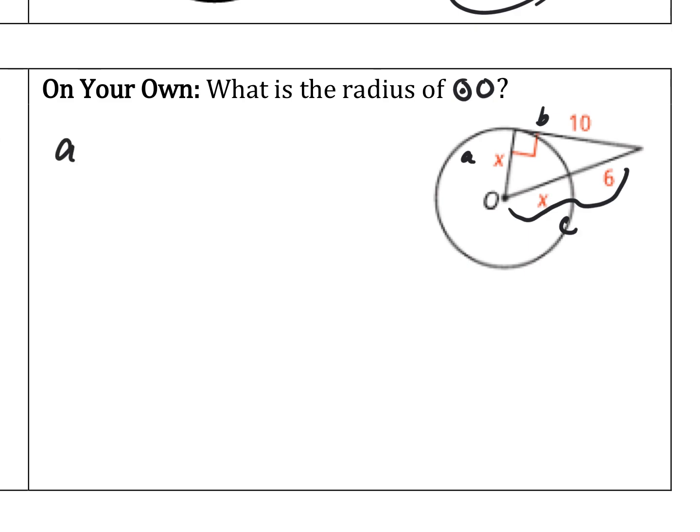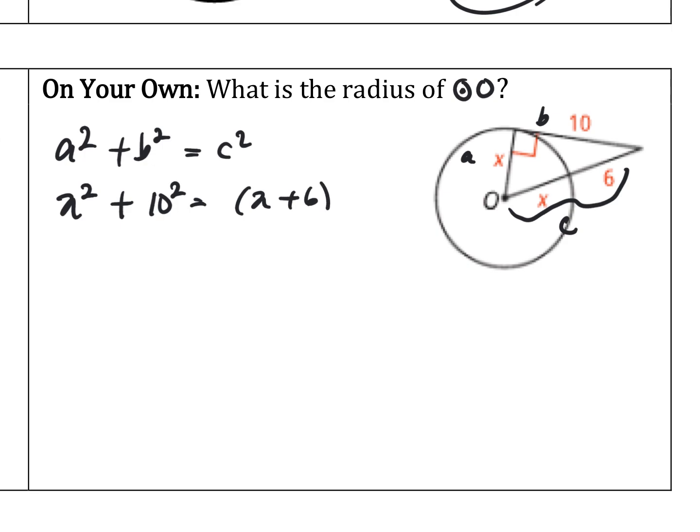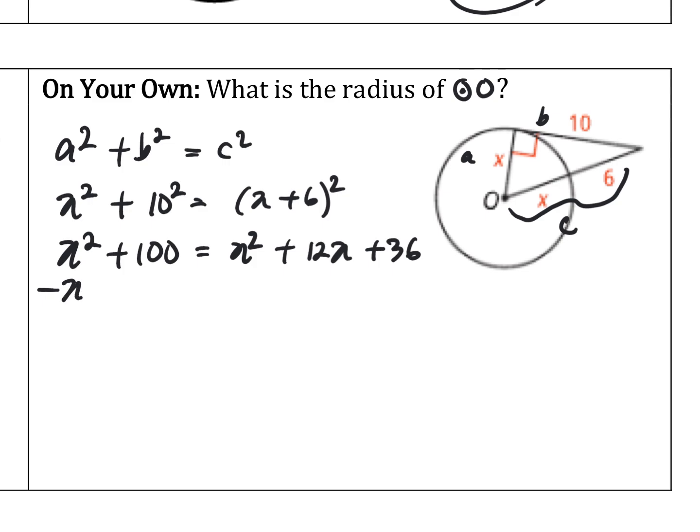So by Pythagorean theorem, a squared plus b squared is equal to c squared. We are now going to put in our values here. It's going to be x squared plus 10 squared is equal to x plus 6 squared. Okay, simplifying further, this is going to give you x squared plus 100 is equal to x squared plus 12x plus 36. We subtract x squared on both sides.